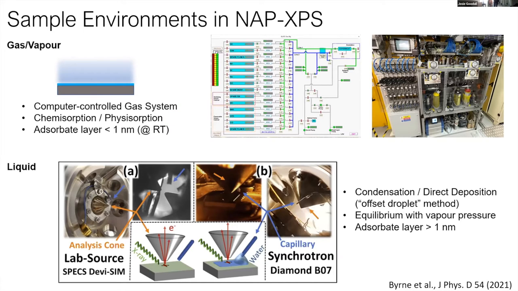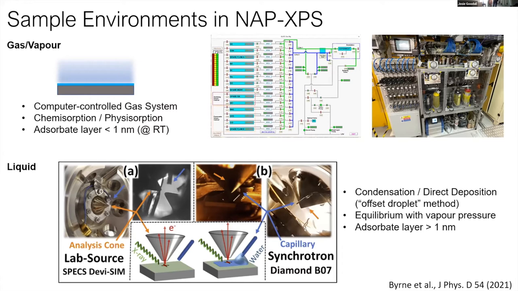With this kind of system at room temperature, you don't get much adsorption on those surfaces. So you're looking at maybe a nanometer worth of gas adsorption, depending how reactive the surface is. You might want to go to liquids, so you can cool your surface down. In principle, we can go to liquid nitrogen inside this chamber, but you get massive problems with that, so we don't tend to do so.